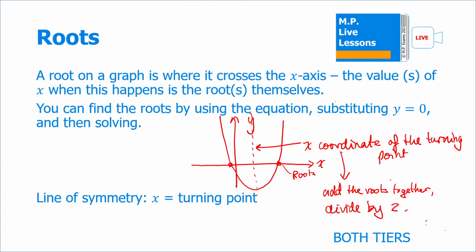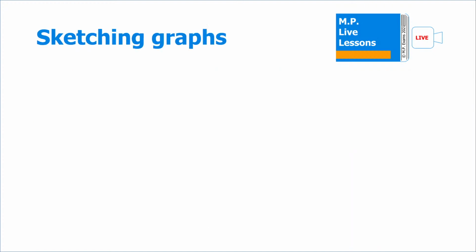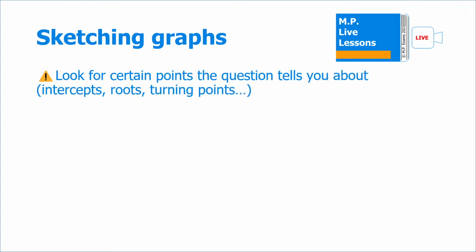Because the quadratic graph shape is symmetrical down the center where the turning point is. Now, likewise, you'll have to sketch a few graphs and you'll need to look for a few things we talked about, such as intercepts. That's where it crosses an axis, like the roots will cross the x-axis. You'll probably need to look for turning points as well. You could even be given them and you'll need to label them.